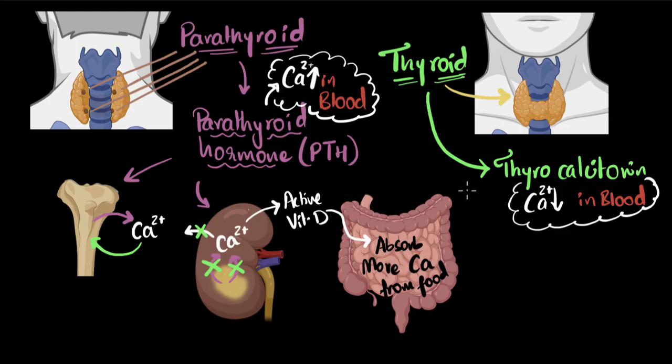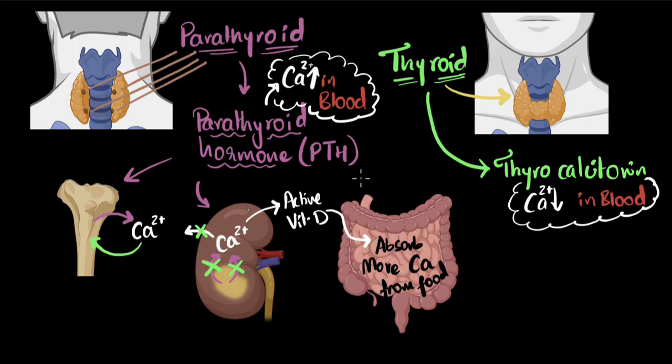So, in summary, imagine your calcium in the blood has reduced. What will happen? Well, this hormone gets secreted a lot, and this hormone will not get secreted. As a result, the calcium from the bones will go into the bloodstream. The calcium from the urine gets reabsorbed and goes back into the bloodstream. It also ensures that more calcium is absorbed from the food.